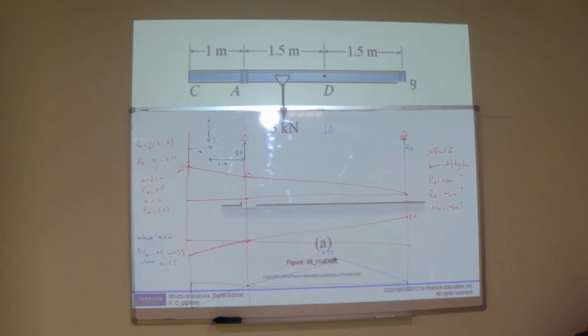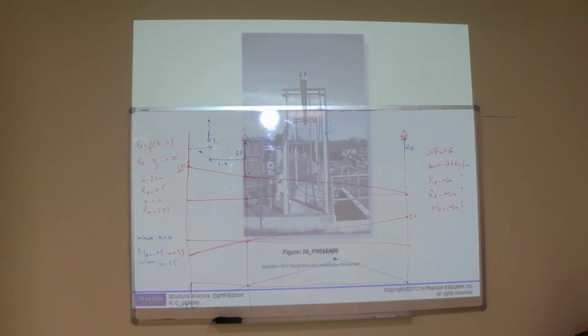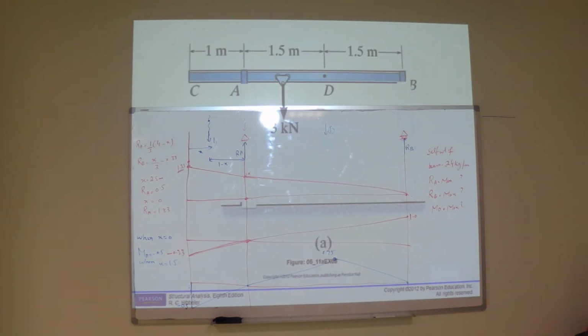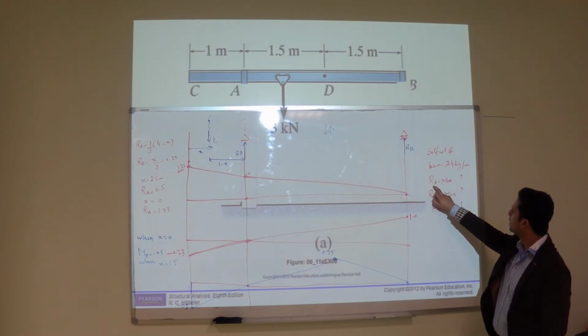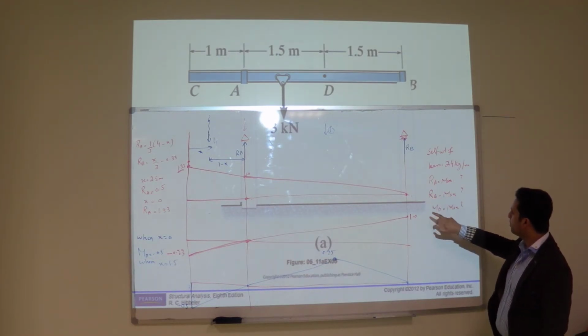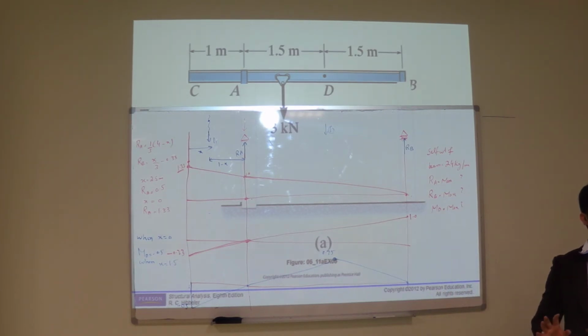So once you have this, now what is the question? What do we need? We need the maximum reaction at point A, RB and MD. Now I'm going to tell you how you can calculate these three things. It is an important point.